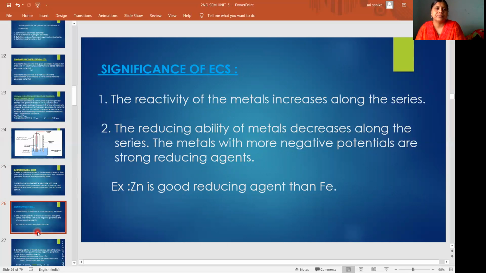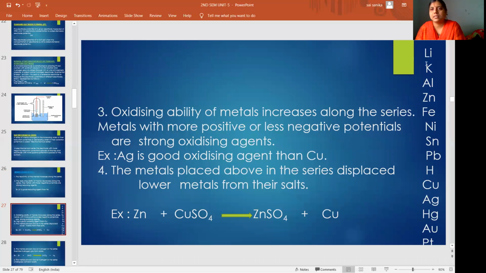So this is the series, some of the metals, lithium to platinum. This end has the more negative reduction potential and this end has the more positive reduction potential. Next, third point, the oxidizing ability of metals increases along the series. Metals with more positive or less negative potentials are strong oxidizing agents. Reducing ability decreases, so automatically oxidizing ability increases along the series. Metals with more positive or less negative potentials act as strong oxidizing agents.